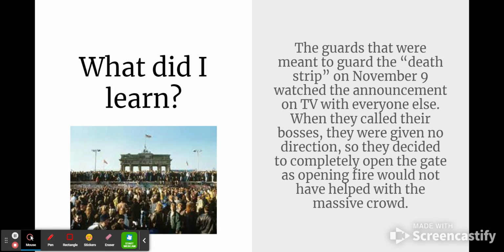So when these guards called their bosses, they weren't given direction as to not guard the gates or use force on the gates. So the supervisor of the day just kind of decided that they were going to completely open the gate, and they chose to not open fire as it wouldn't have helped even in the slightest bit with the massive crowd. As this picture shows, that was only a sliver of the crowd.